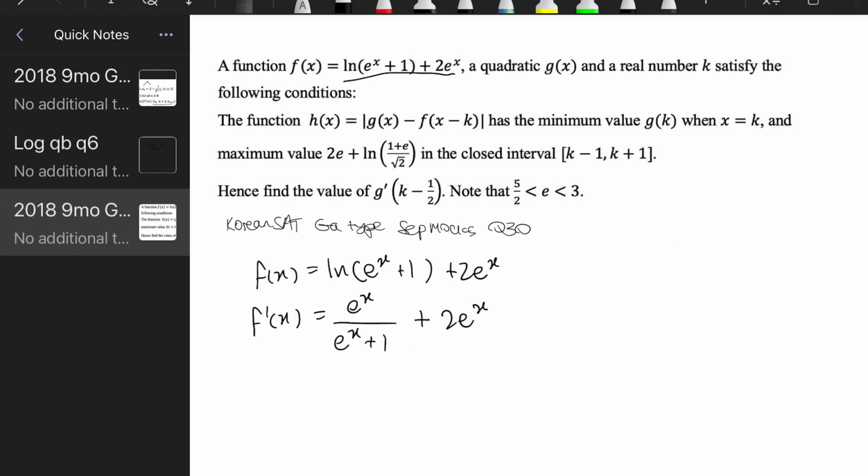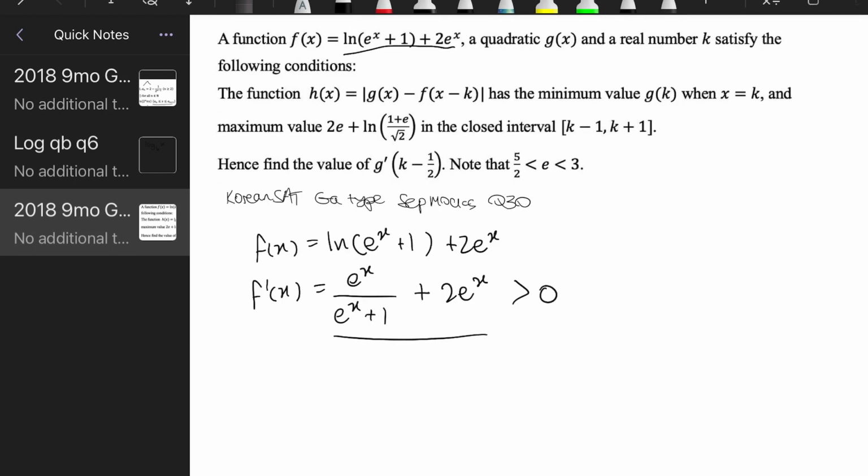So we can see that f of x is always increasing, as we know that this is always greater than 0. And we can obviously see that by testing its limits. If x goes towards infinity, e^x will be infinity, e^x + 1 will be infinity, 2e^x will be infinity. And when x approaches negative infinity, e^x approaches 0, e^x plus 1 approaches 1, and 2e^x approaches 0, which means the overall function approaches 0. So since f of x is always increasing, there are no critical points.